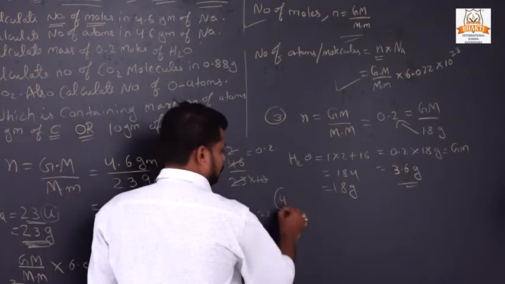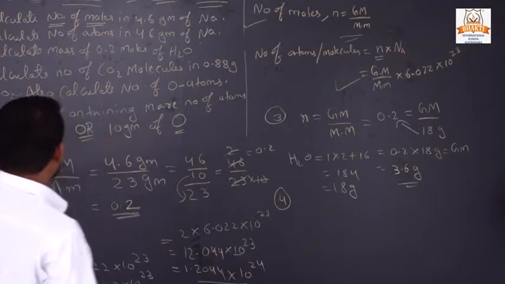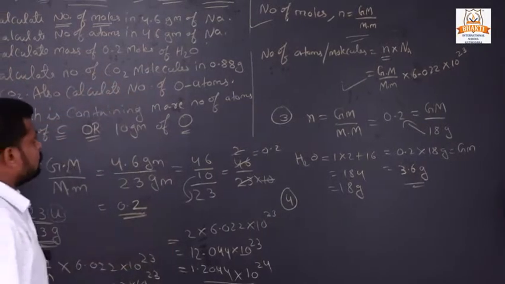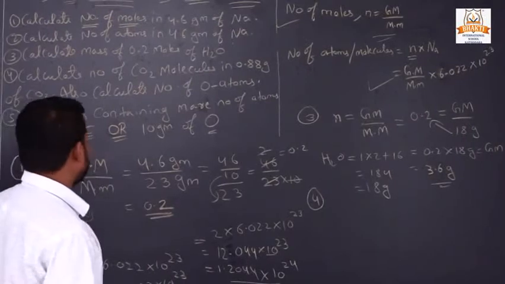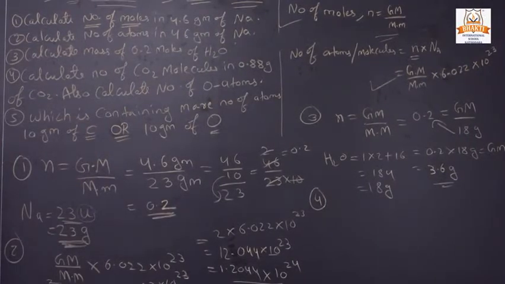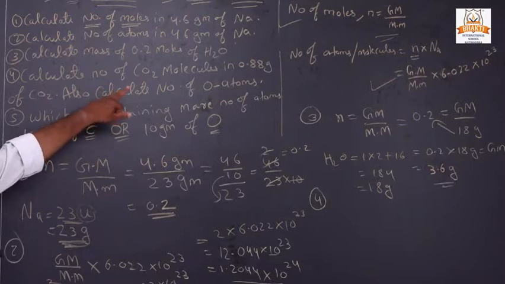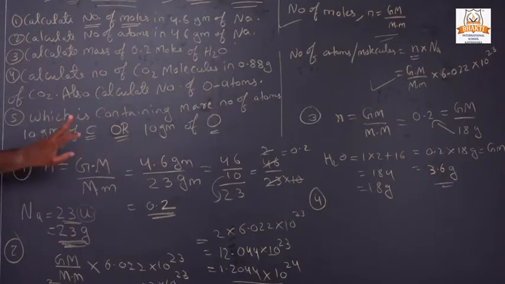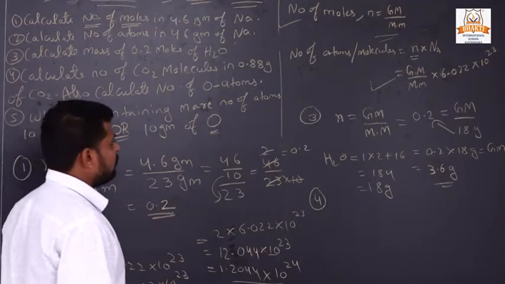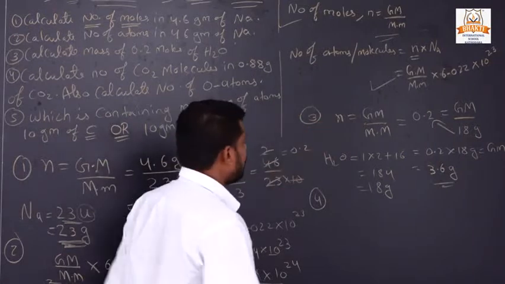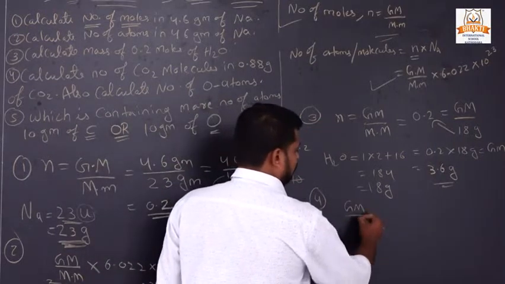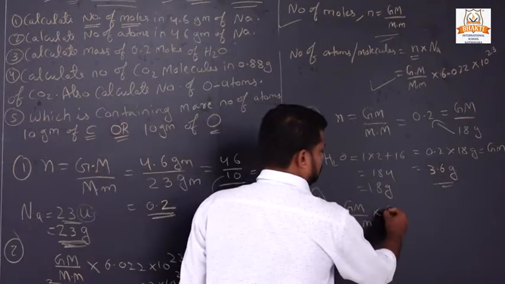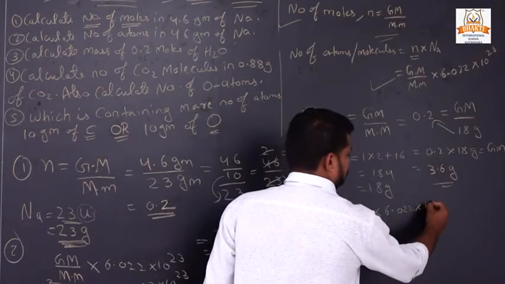Now the fourth question. What was the fourth question? Calculate the number of CO2 molecules in 0.88 gram of CO2. It means we have to find the number of CO2 molecules in 0.88 grams of CO2. Here the given mass is given and the molar mass is given. We have to find the number of molecules. Then we will use the same formula. What was that? Given mass upon molar mass into Avogadro number.